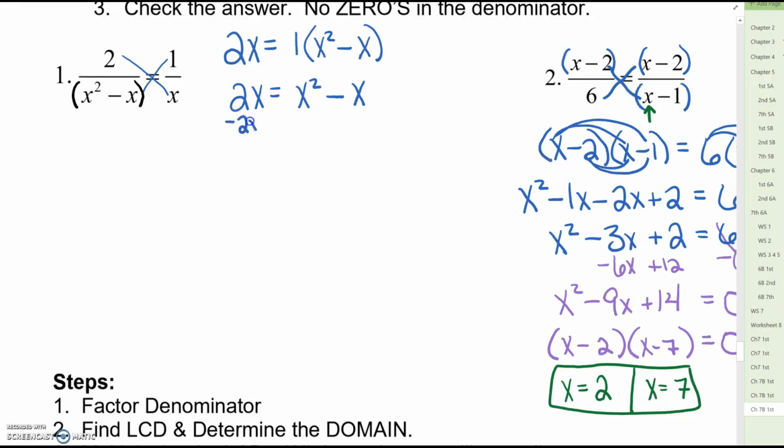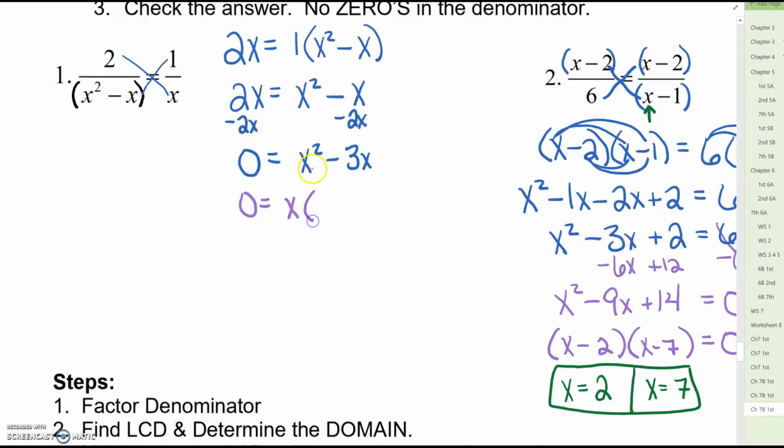You can subtract 2x on both sides. So we have 0 equals x squared minus 3x. Anytime you have x squared and x, you want one side to be 0 so that you can factor. But this factoring problem doesn't look the same as some of the others. It's not 3 terms, so you're not going to do the blank times blank thing. Instead, what do x squared and -3x have in common?